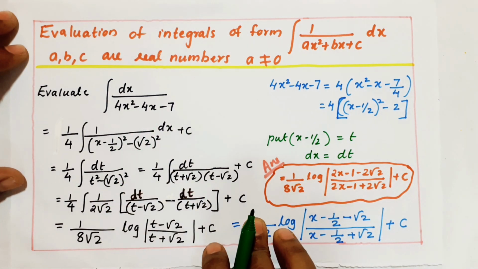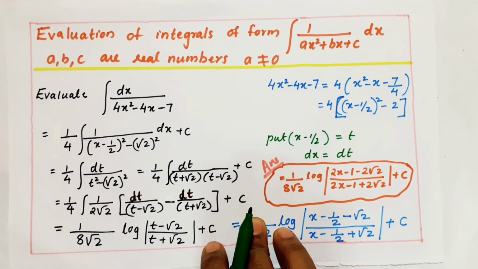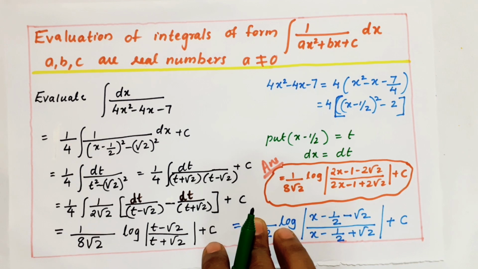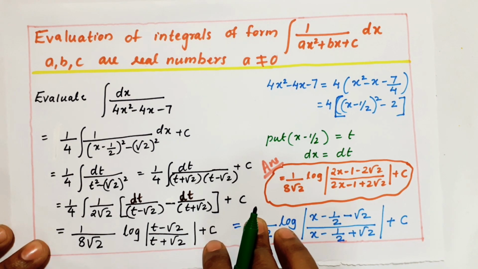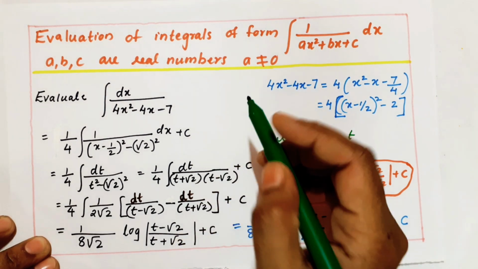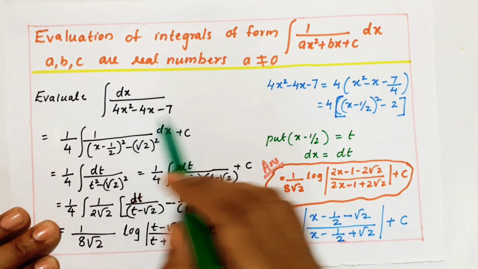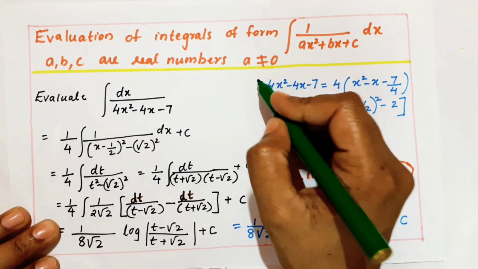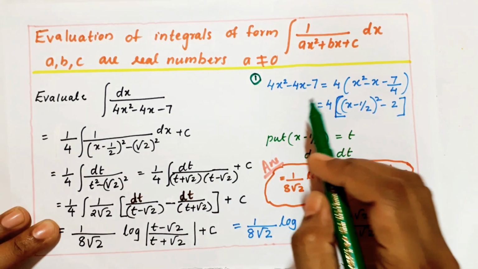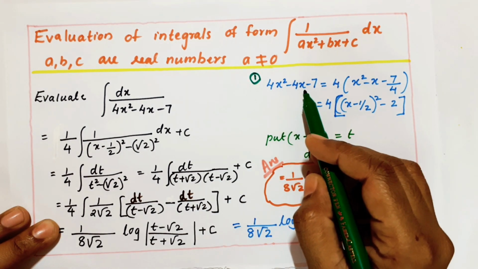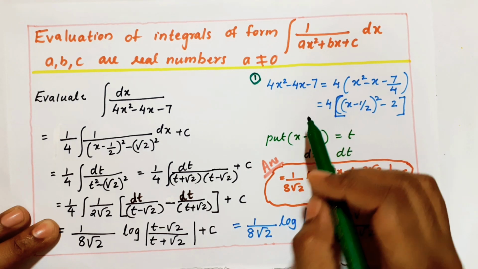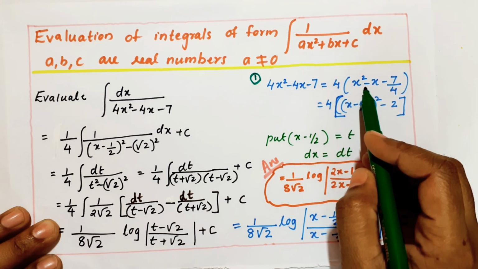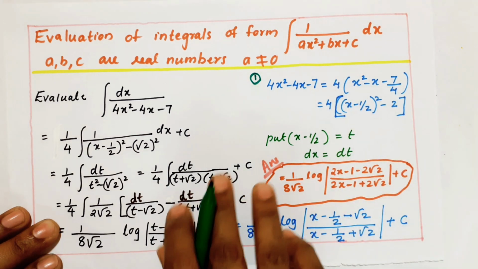This is the question. So for this type of question, we need to check first how we can split the denominator. So first, I am writing the denominator term. First you have to check it here: 4x square minus 4x minus 7. I have taken the 4 as common. That is x square minus x minus 7 by 4.